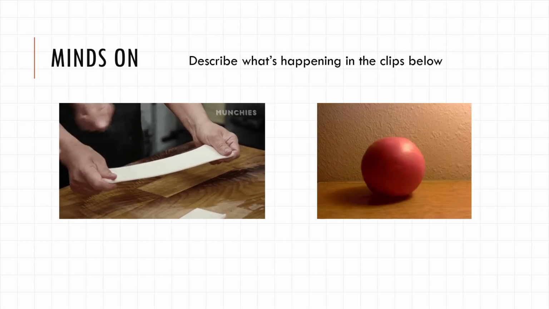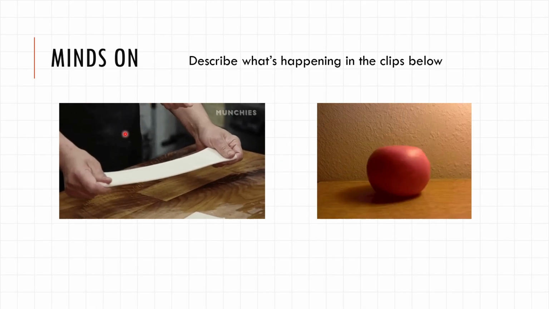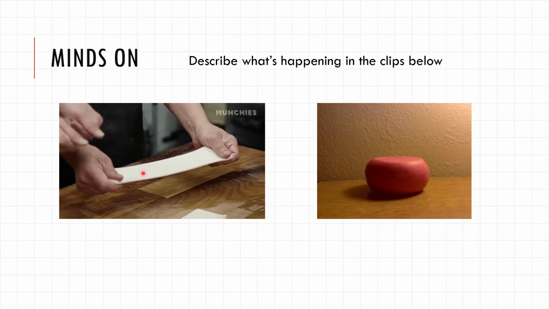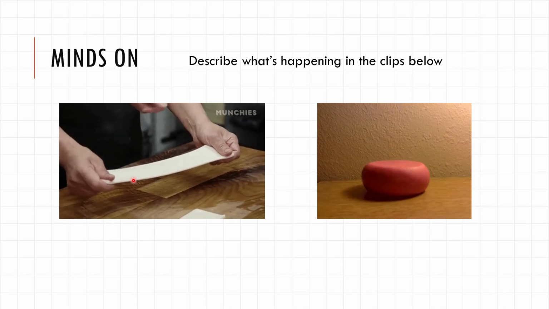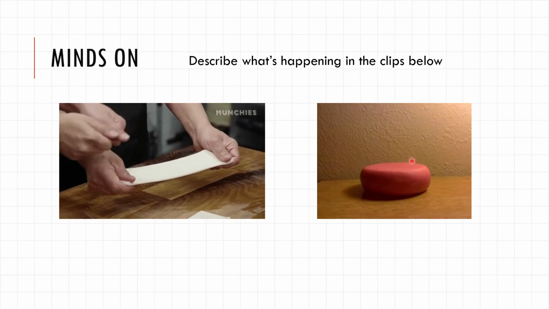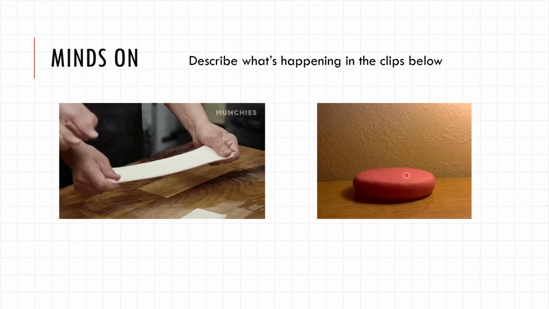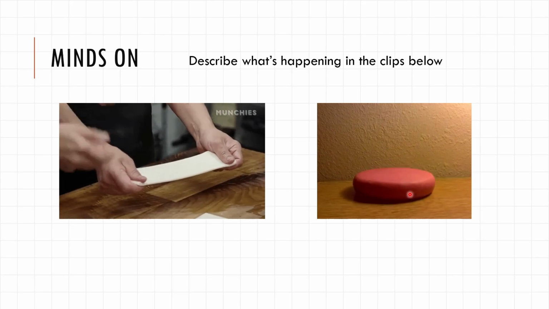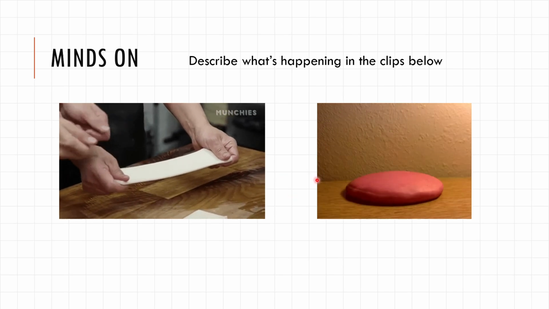To start off, I'd like you to really take a second and think about what is happening in these clips right here. What is happening to this piece of dough as these hands are moving apart? What is happening to this red ball of clay as it's being pushed down towards the ground? There are special words that we use to describe these sorts of transformations that we will learn today.